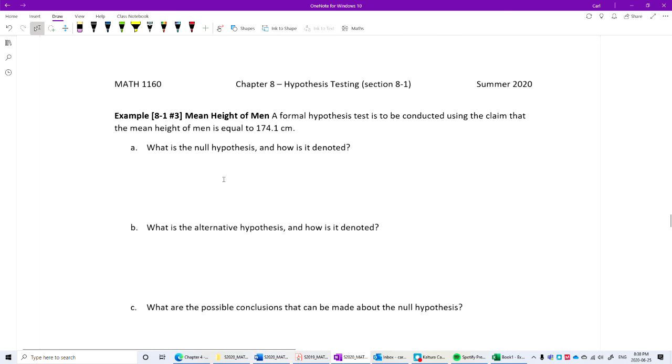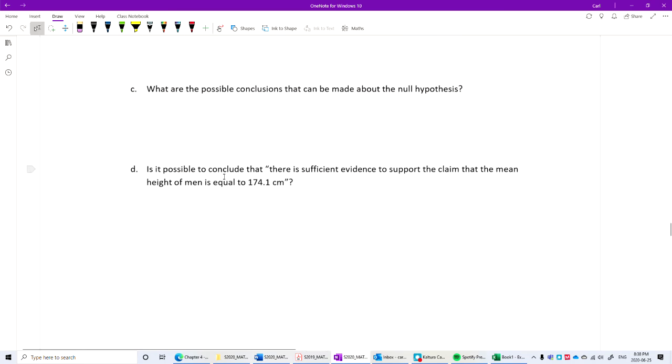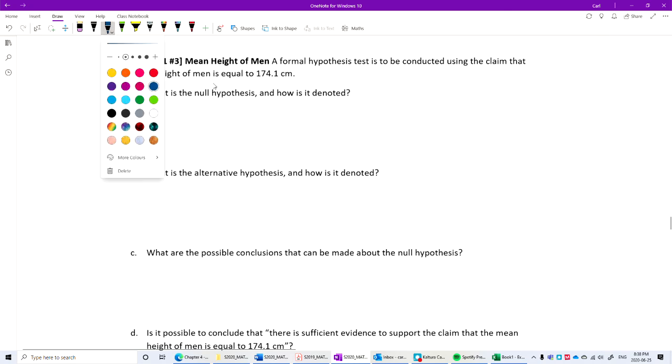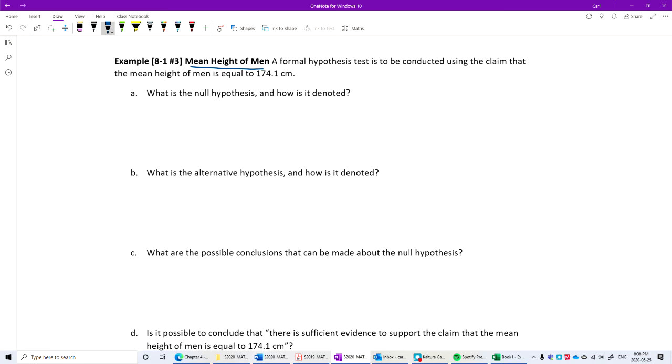So we're not going to do a full run through with the hypothesis test, but just the preliminary steps here. Let's say we're investigating the mean height of men. A formal hypothesis test is to be conducted using the claim, that's the keyword, claim, that the mean height of men is equal to 174.1. So the claim is that the mean for men is equal to 174.1. What is the negation of that? So step one is always write down the claim. Step two is what is the negation of the claim? The negation here is the logical negation, in other words, that it's not equal to 174.1.